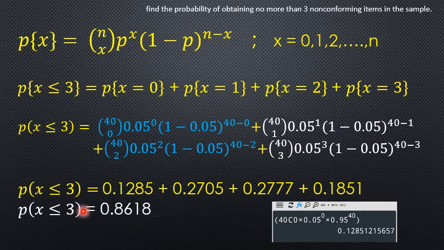So our final answer is that the probability of getting no more than 3 defective items in a sample is equal to 86.18% or 0.8618.